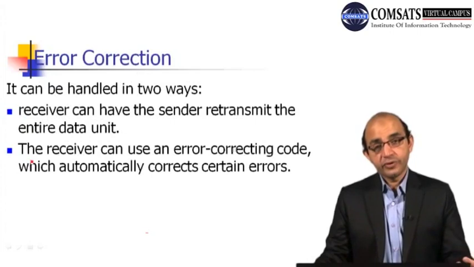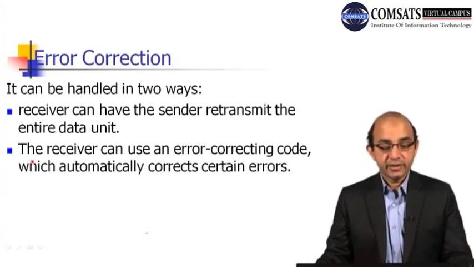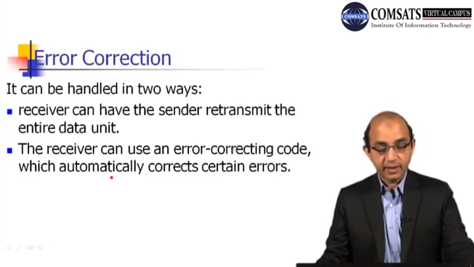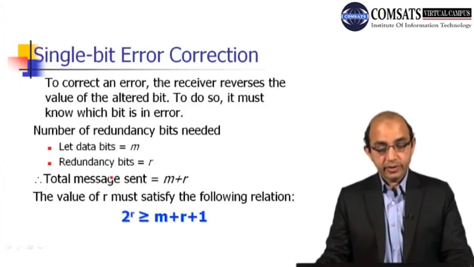Of course, after detecting the error, there should be some error correction mechanism. It can be handled in two ways. The receiver can have the sender retransmit the entire data unit. So this is one possibility. Or we can use an error correcting code, another algorithm in order to automatically correct certain errors.